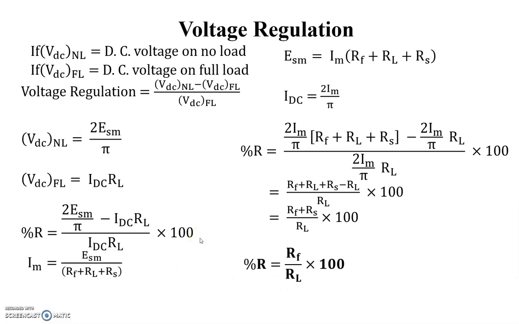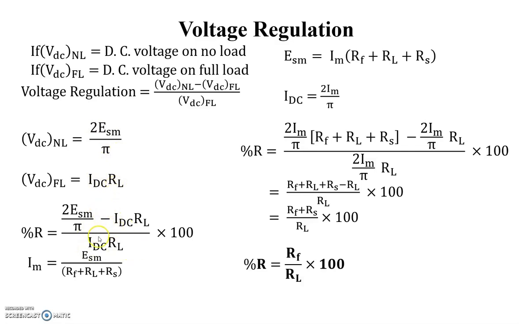Next we will move on to the voltage regulation. So what is the voltage regulation? It is nothing but Vdc no load minus Vdc full load divided by Vdc full load. So Vdc no load is nothing but the DC voltage on no load, that is 2 Esm by pi. So what is the Vdc full load? That is the DC voltage on full load, that is Idc into RL.